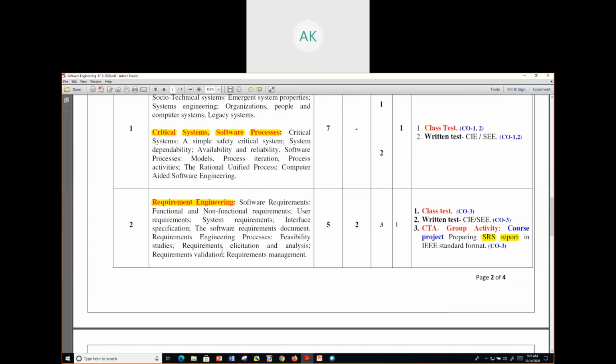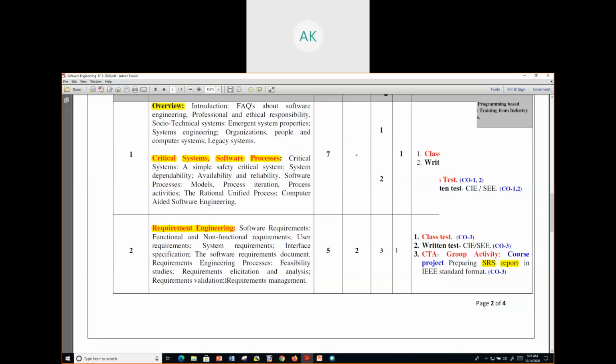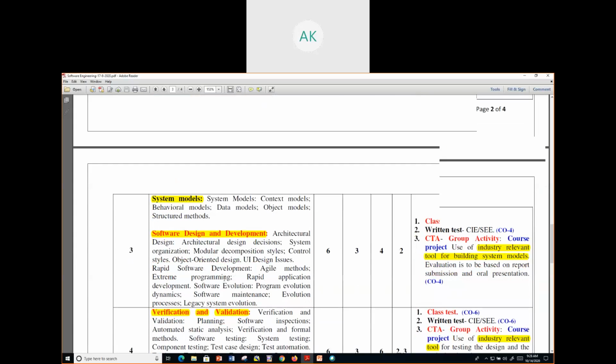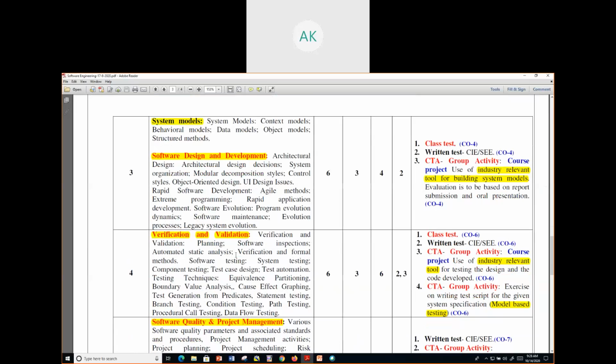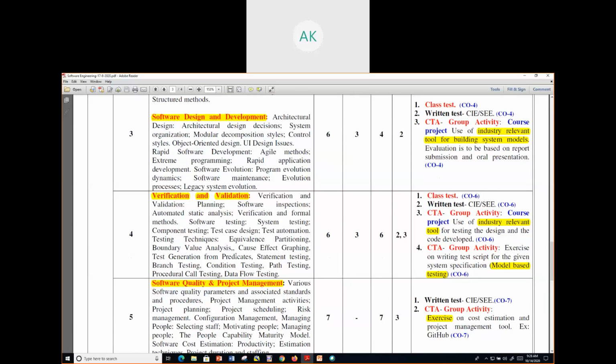Look at that. Unit 1 focuses only on critical systems and software processes, like requirement engineering. Right? So that is what it focuses on. Got it? Unit 2 will be models, which will be a little heavy. Unit 3 will be on verification, validation, testing, and project management. It will be heavy again, right?